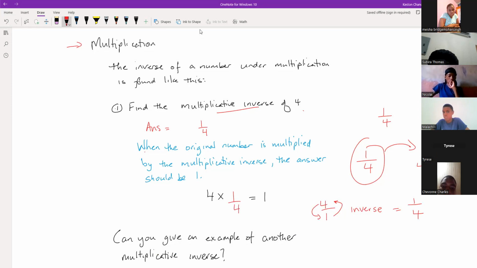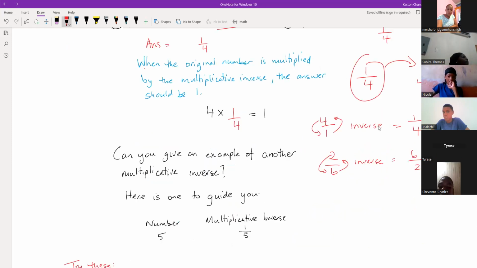If I have 2 over 6, the inverse is going to be 6 over 2. 6 going on top, 2 going below. Now, how can you check the inverse? Under multiplicative inverse, when you multiply the two numbers by each other, you should get 1. Everybody okay with that?